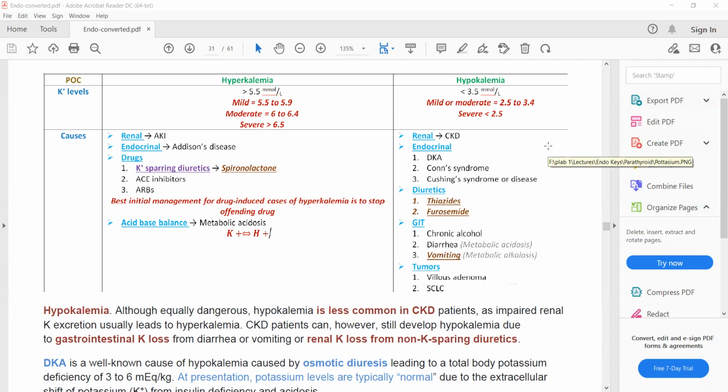One is gastrointestinal potassium loss due to vomiting and diarrhea due to high urea levels. And the second cause is that patients with CKD are on loop diuretics such as furosemide, so it can also lead to hypokalemia. Though hyperkalemia is common in CKD, CKD can also cause hypokalemia because of two reasons: gastrointestinal potassium loss and urinary potassium loss due to diuretics.